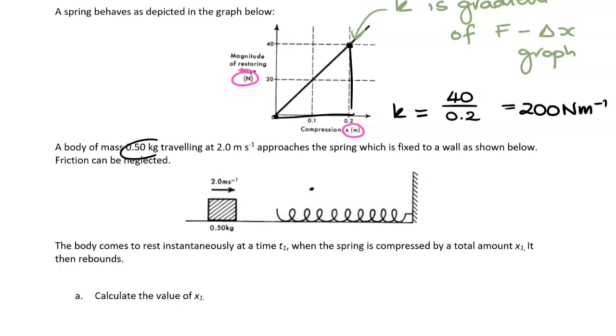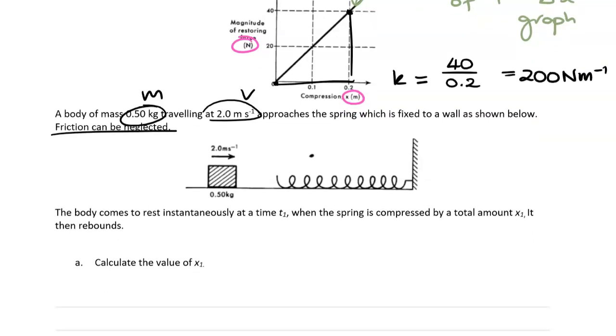A body of mass 0.5 kilos is traveling at this speed. It approaches a spring which is fixed to the wall as shown before. Friction can be neglected. The body comes to rest instantaneously at time t1, and the spring is compressed by a total amount of x1. So this is delta x. They've called it x1. Kind of annoying, but that's what the question's told us.